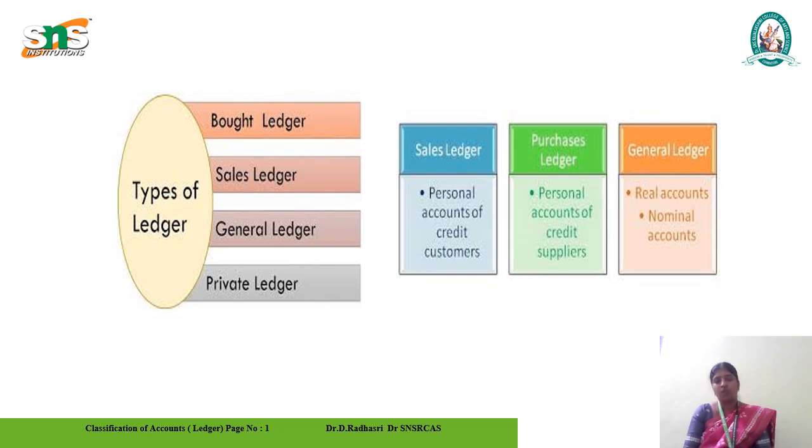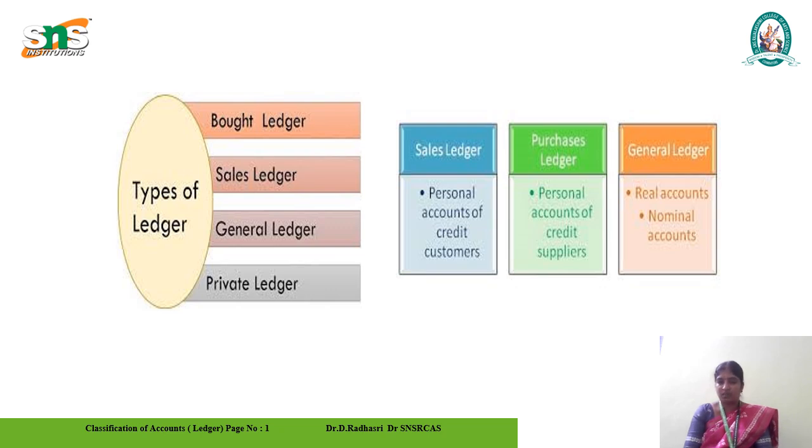Purchase means the goods are coming inside the business, and for that purpose the amount is going outside. Sales means the goods are going outside the business, and for that purpose the amount is coming inside. This is the main thing. This way we can easily identify what the ledger is and how it can be converted into journals.